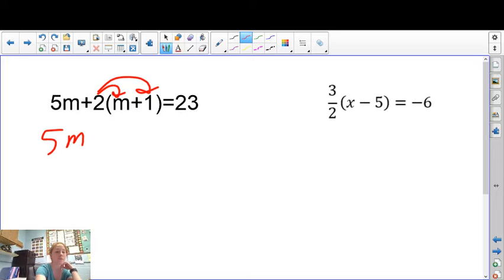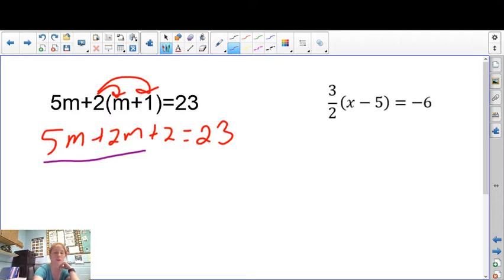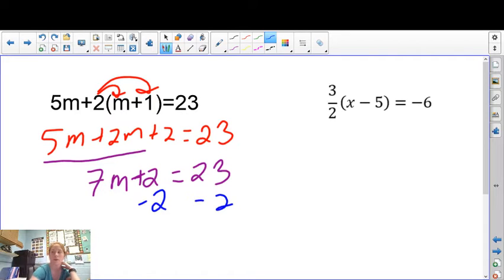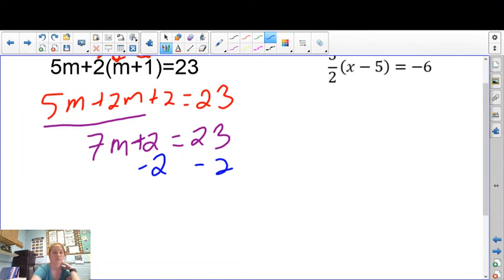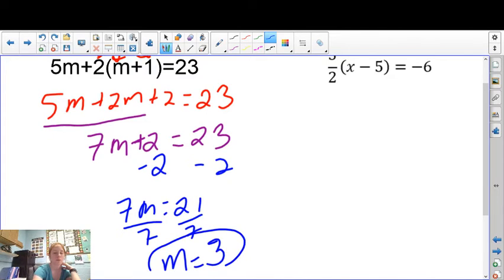So I have 5m plus 2m plus 2 equals 23. Now I can go ahead and combine my like terms on the same side. So I have 7m plus 2 is 23. Next, I'm going to subtract my 2 over because we're undoing that addition. So I have 7m equals 21. Divide both by 7. m is equal to 3.